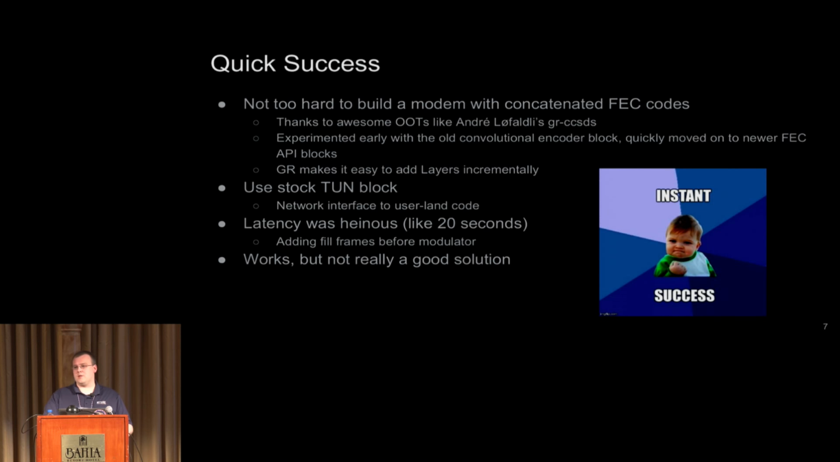GNU Radio makes it easy to sort of work at whatever layer you want. So early on, I wasn't even modulating. I'm just putting symbols through the convolutional encoder and decoding them and verifying that they're the same. And then you can build your modem sort of layer by layer out from there. Using the stock TUN block for the network interface, because like I said, I want this to be IP encapsulating.